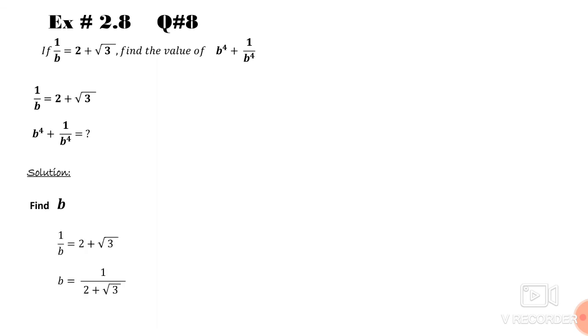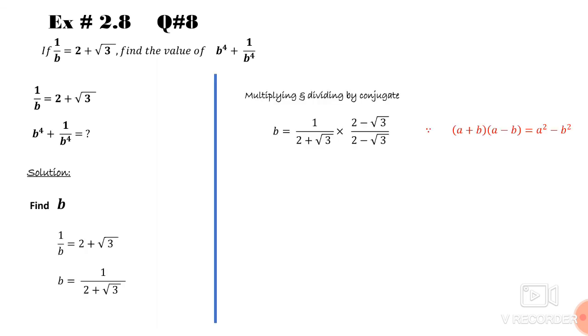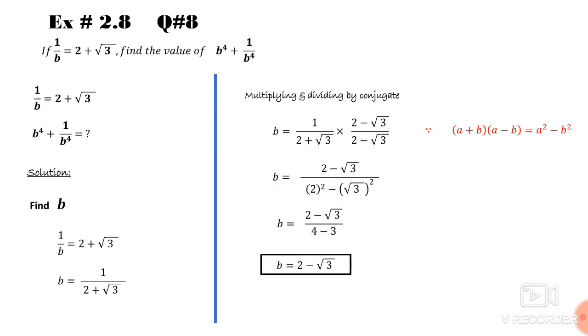If b plus 1 upon b is equal to 2 plus root 3, find the value of b4 plus 1 upon b4. The value of 1 upon b is given, and we have to find the value of b4 plus 1 upon b4. It means we will find b first in the exact same way as we used in previous questions. We will take the reciprocal, then rationalize it to remove the radical sign from the denominator, and we will get b is equal to 2 minus root 3.